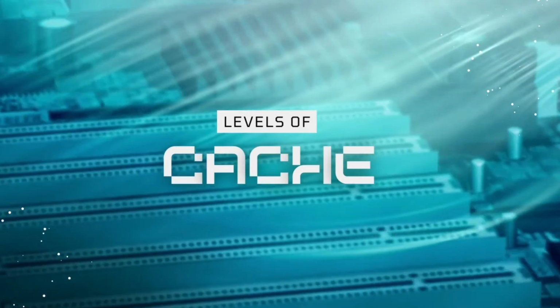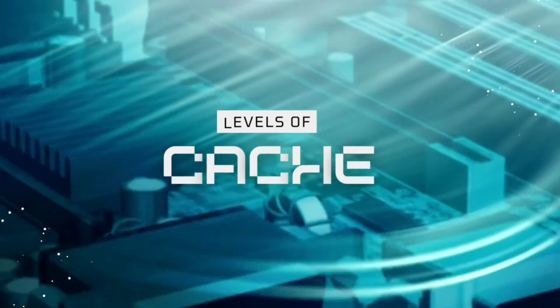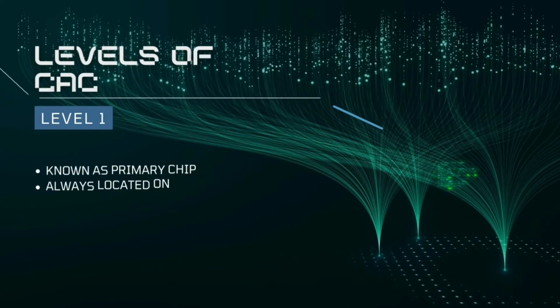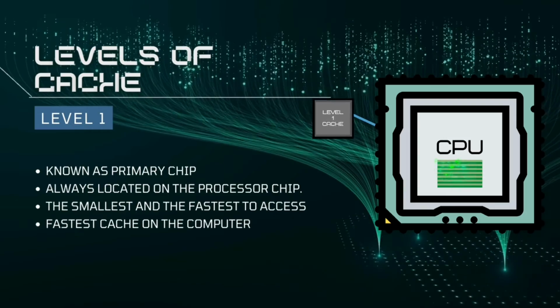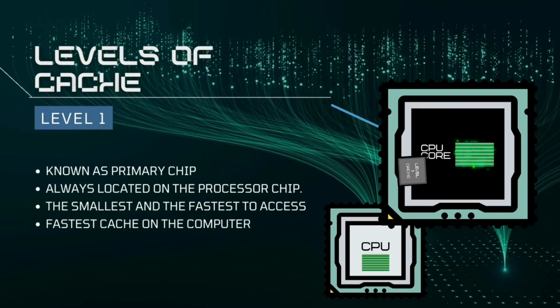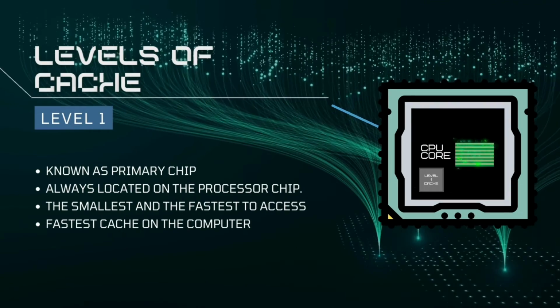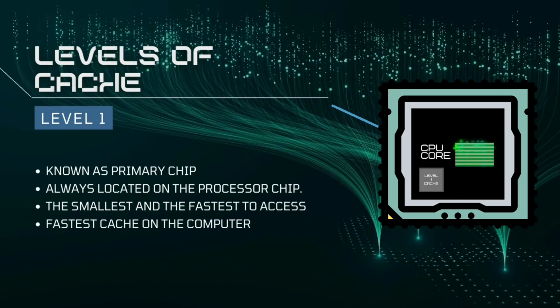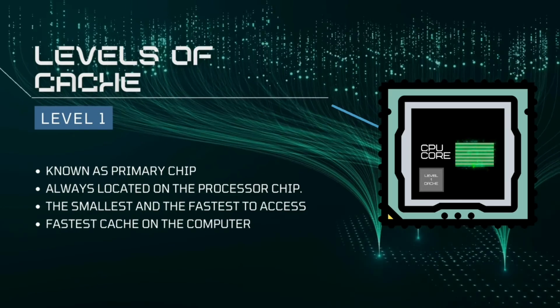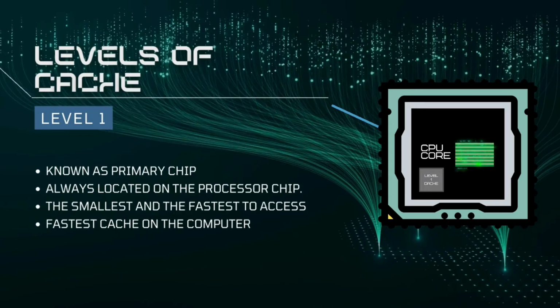CPU cache comes in 3 different levels: level 1, level 2 and level 3. The first level is level 1, also known as the primary cache. It is always located on the processor chip. Moreover, it is the smallest and the fastest to access. Among other caches, the level 1 cache is the fastest cache on a computer.